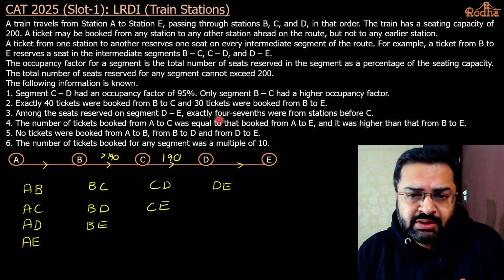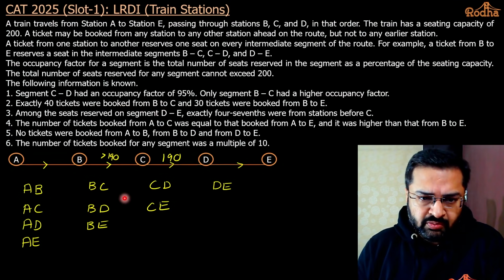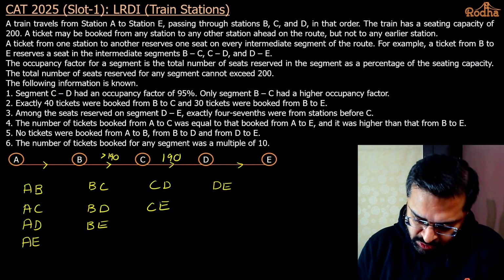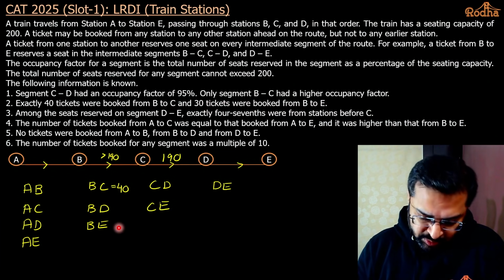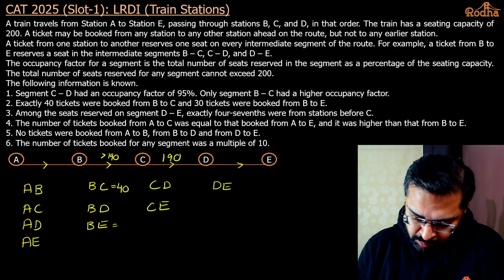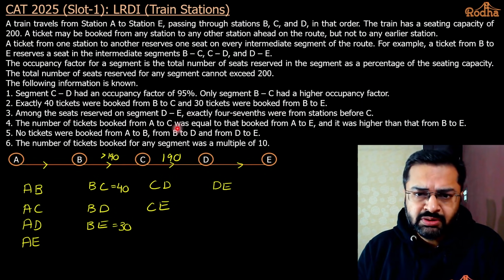Now we can just plug in these numbers. So when it says exactly 40 tickets were booked from B to C, we can just write that. So this is equal to 40, right? And 30 were booked from B to E. This would be 30. All right. And let's look at the rest of the data.